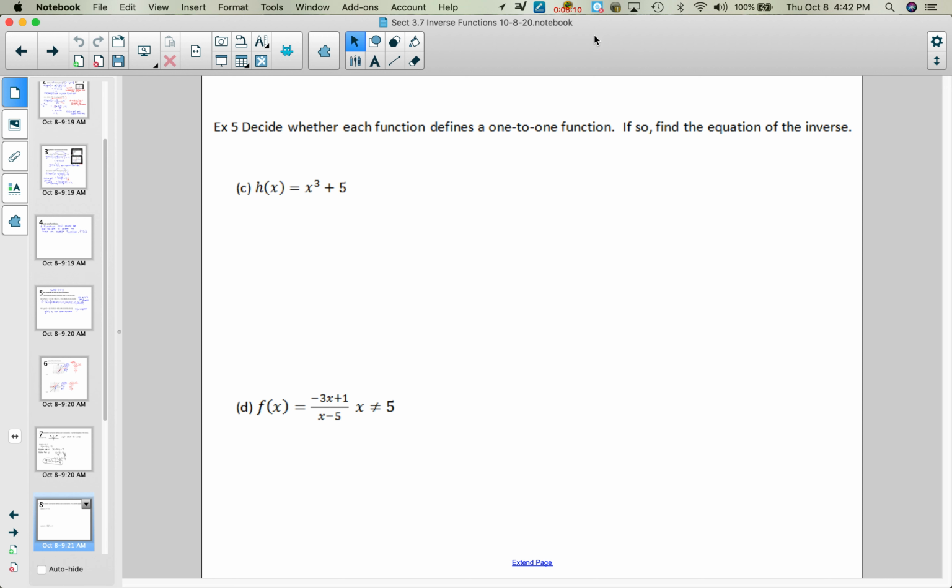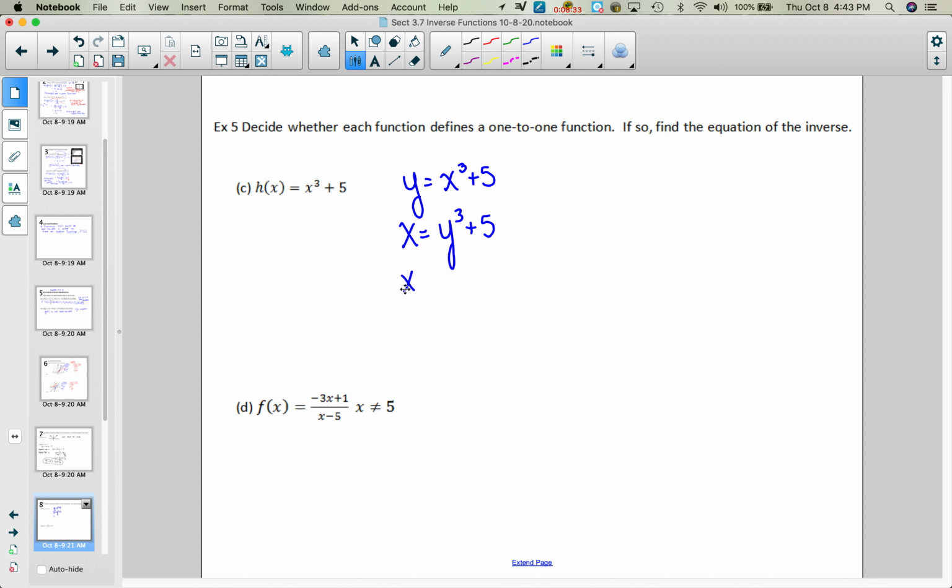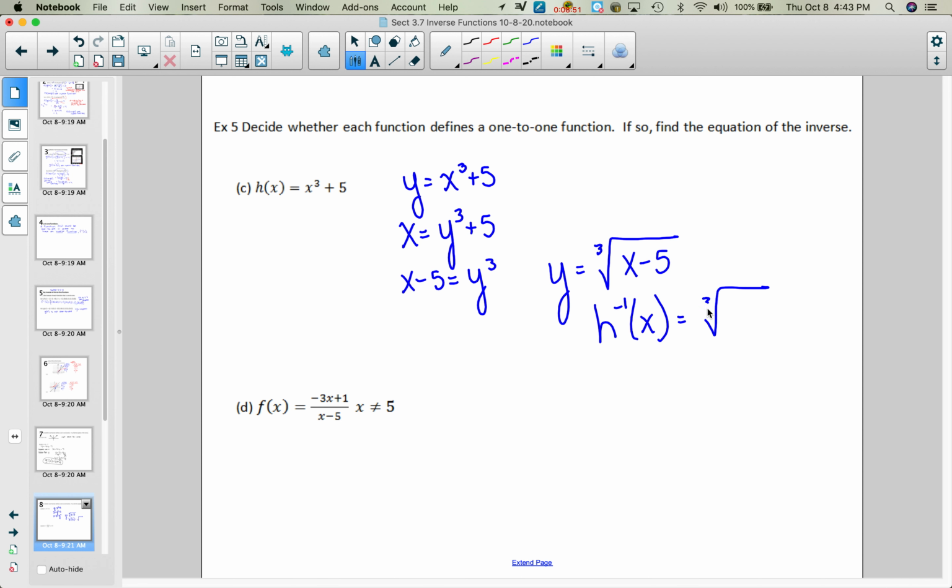Okay, I am going to continue on with some more examples. For this one, we have h of x equals x cubed plus 5. So I call this y equals x cubed plus 5, and then I'm going to swap x and y and solve for y. I get x minus 5 equals y cubed, and y equals the cube root of x minus 5. So remember to rename it. H inverse of x equals the cube root of x minus 5.